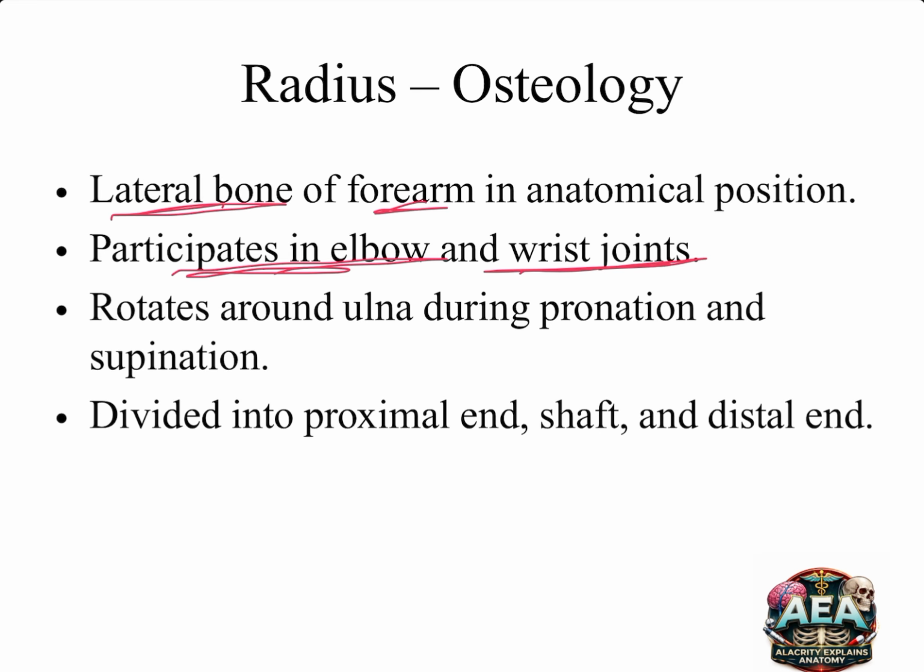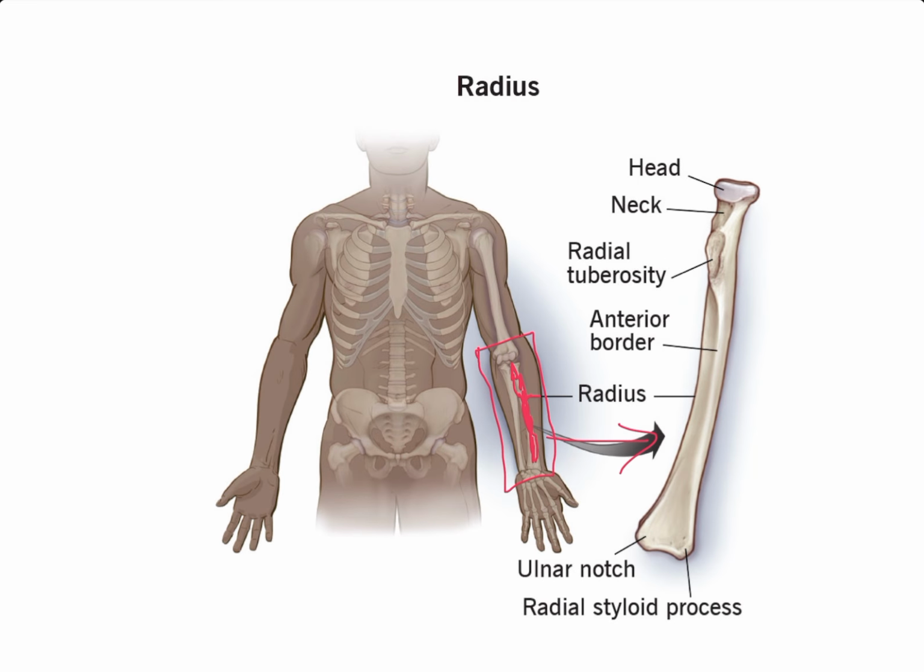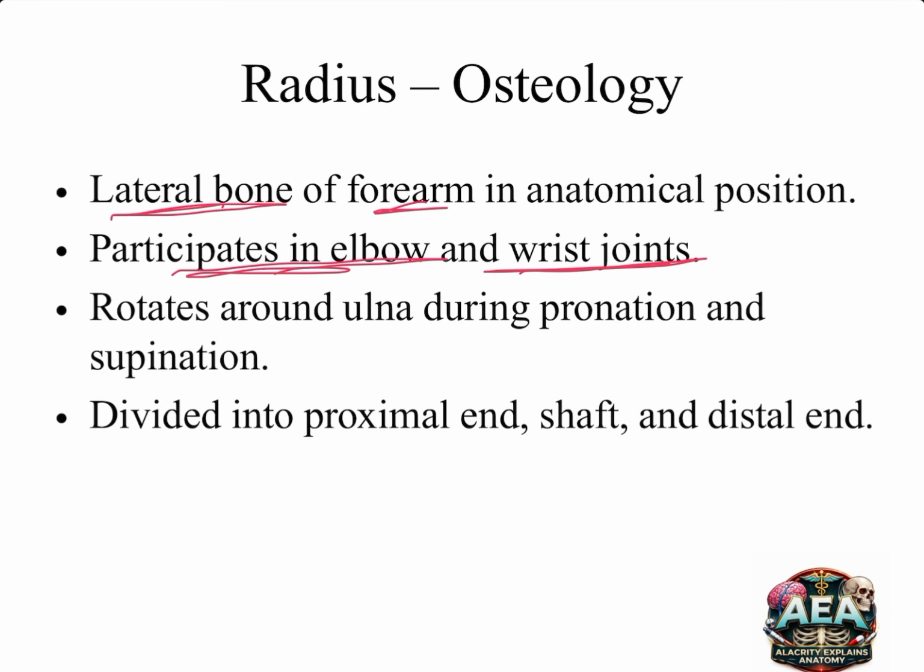It helps in the formation of the elbow and wrist joints: the head forms the elbow joint, and the distal part forms the wrist joint. So it rotates around the ulna during pronation and supination. Pronation and supination are movements of the forearm. During this movement, the radius rotates around the ulna.